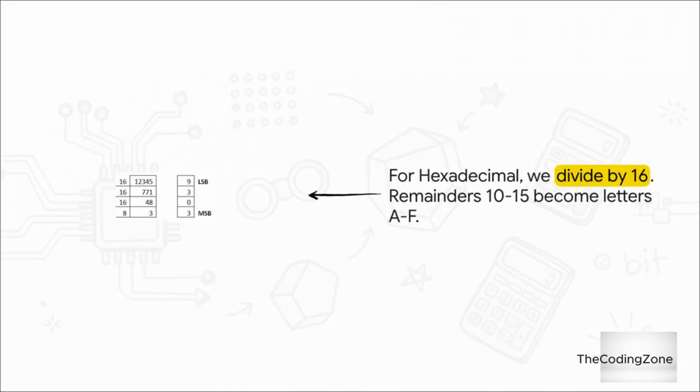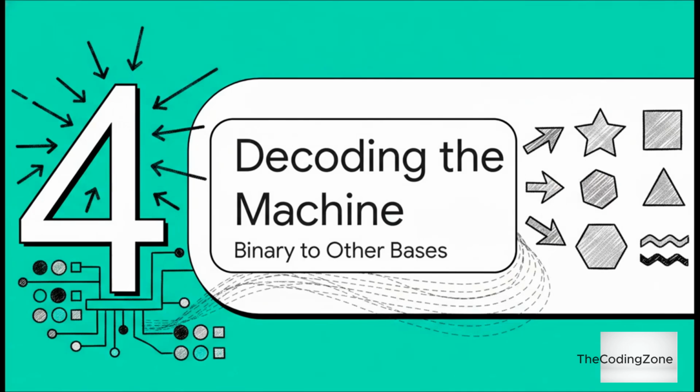Easy. And the same logic works perfectly for hexadecimal. We divide by 16. Now there is one little twist here. Since it's base 16, your remainder can be bigger than 9. When that happens, we just use letters. So a remainder of 10 becomes A, 11 is B, all the way up to 15, which is F. Great. So we can translate our numbers for the computer.